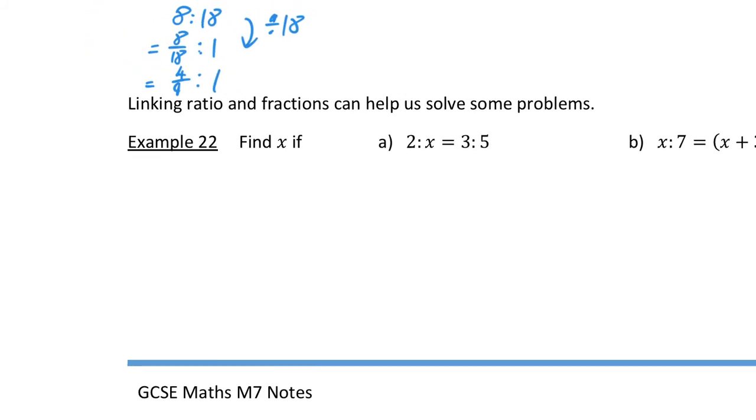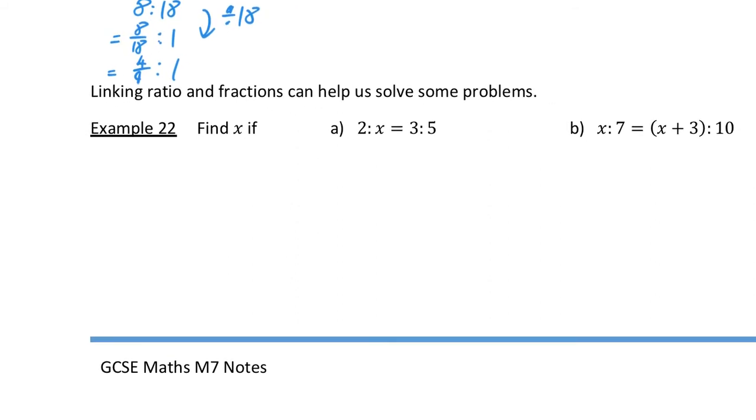Next example says, linking ratios and fractions can help us solve problems. So, in this first example, it says 2 to x is equal to 3 to 5. Now, what you can do is write that as a fraction. So, you can write it as 2 over x is equal to 3 over 5. And then what we're going to do is cross multiply.